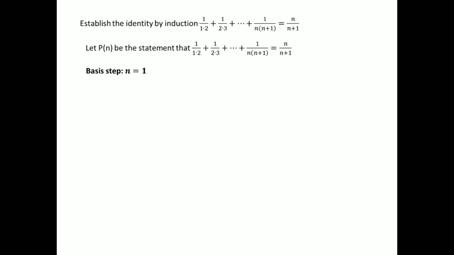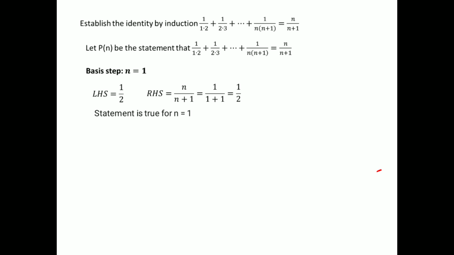Remember, the basis step means the first step is to show that the statement is true for n equal to 1. The left hand side is already clear, because 1 over 1 times 2 simply means 1 over 2, so the left hand side is half. For the right hand side, n over n plus 1, when you substitute 1 for n, you get 1 over 2, exactly what we see. So the left hand side is equal to the right hand side, and we can now say that the statement is true for n equal to 1.